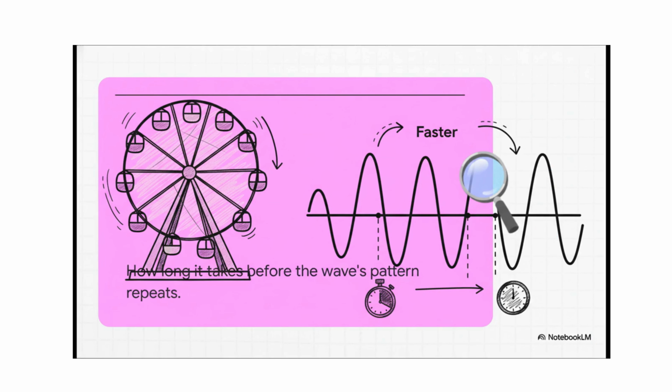All right, dial number 2, the period. This one is all about speed, or you could think of it as frequency. It's just the length of one full cycle. How long does it take before the pattern starts repeating itself? A shorter period means a faster, more compressed wave. Just like a Ferris wheel that's spinning really fast completes a full circle in less time.